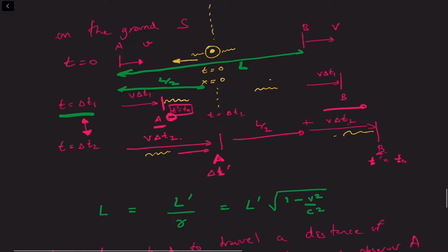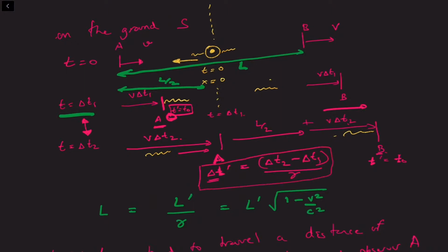Now, we know that moving clocks tick slower than clocks on the ground. So this time interval delta t prime will not be equal to delta t2 minus delta t1, but rather it would be smaller by a factor gamma. So the time that would show on A's clock, as measured by the ground observer at the location of A, would be T prime is T naught plus this delta T prime.